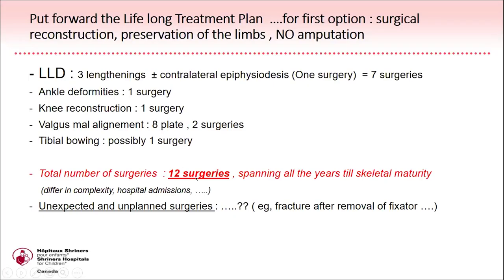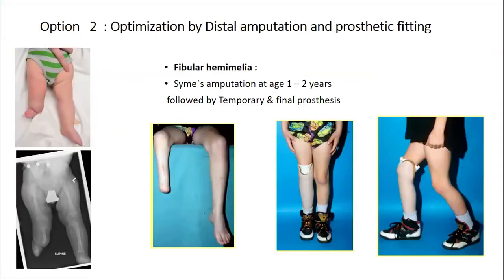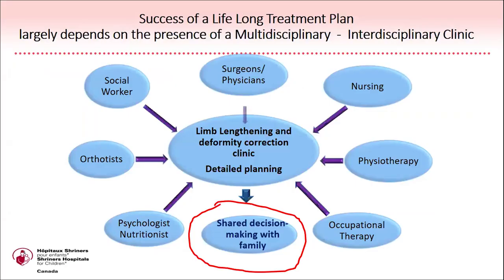So on the average, for a severe fibular hemimelia where we preserve the foot and ankle, we need 12 surgeries spanning all the years to skeletal maturity. And the same thing applies for PFFD or fibular hemimelia. It is very, very important to give them this picture. If we go for an amputation, then it will be mostly 1 or 2 surgeries.